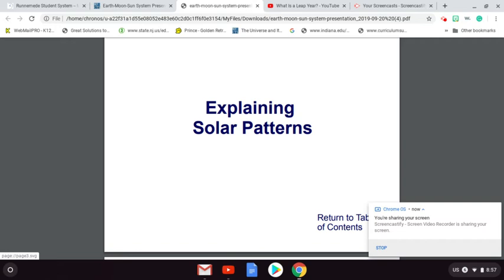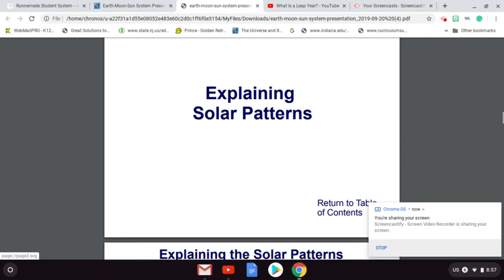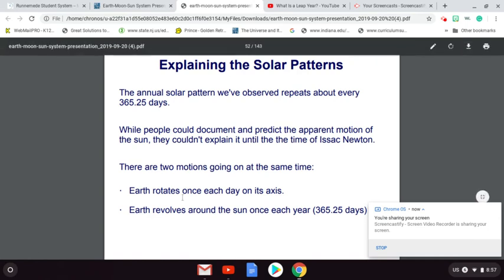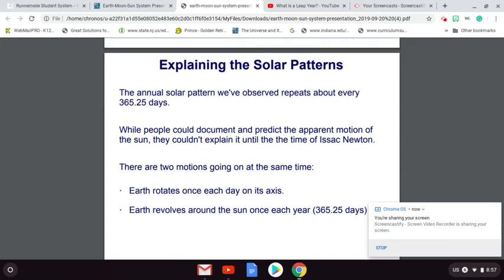We're going to be reviewing some information we already know about how the Earth revolves around the sun and creates a pattern. So you already know that Earth rotates once each day on its axis. That takes 24 hours. And Earth revolves around the sun, and we usually say 365 days, but it's really 365.25 days. And I need you to know the difference between rotates and revolves.